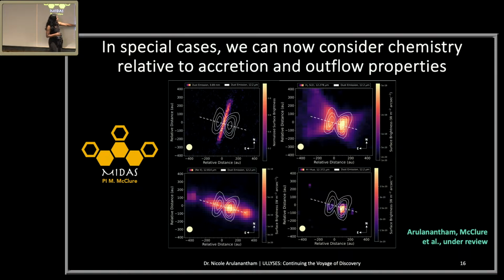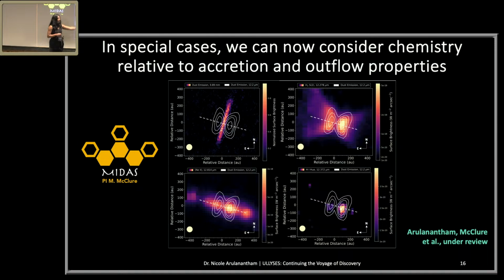Down in the bottom here, we can see a very nice jet-like distribution of neon 2. And on the right-hand panel, we can see a little bit of scattered light from the hydrogen Humphreys alpha transition, scattering up into upper layers of the disk.